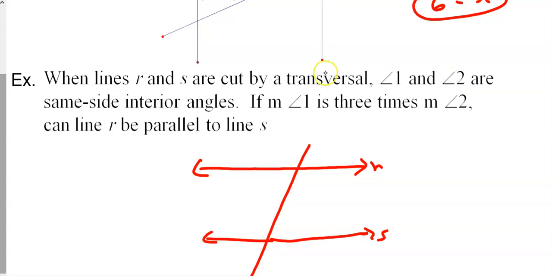Angles 1 and 2 are same side. So I'm picking same side and interior. Could have put it on the other side. Doesn't matter as long as they're same side interior. If angle 1 is 3 times angle 2, so we'll call angle 2 x. We'll call angle 1 3x. Can line R be parallel to line S?